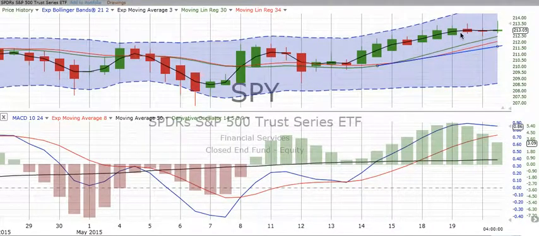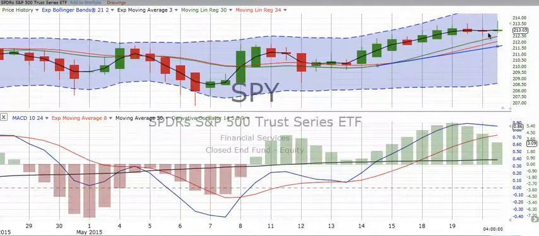What do we see again? We see sort of a topping off. Now, we also see a converging, that means coming together, of the MACD, the moving average convergence divergence. We don't have any crossing over going down, but it does look like it could be topping out.